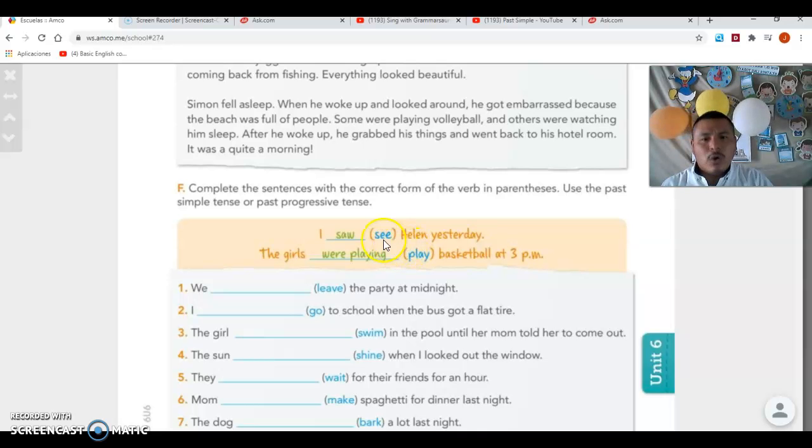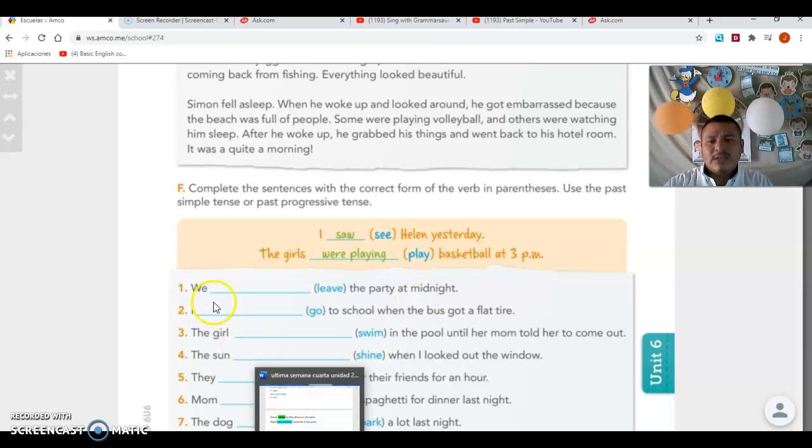I see and saw, so the past tense, past simple. Okay, I saw Helen yesterday. The girls were playing. So you see the verb play, and so the past progressive, were playing. The girls were playing basketball at 3 p.m. So I'm gonna give you this one right here. So you need to find out which is the past tense of this word. Leave, left. So let's see. We left the party at midnight.